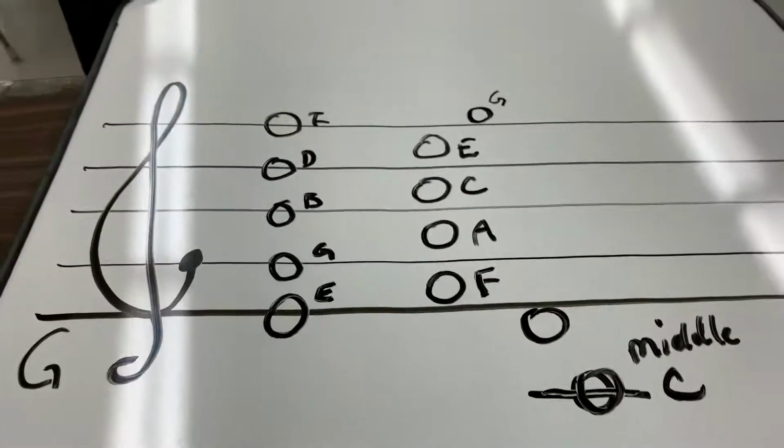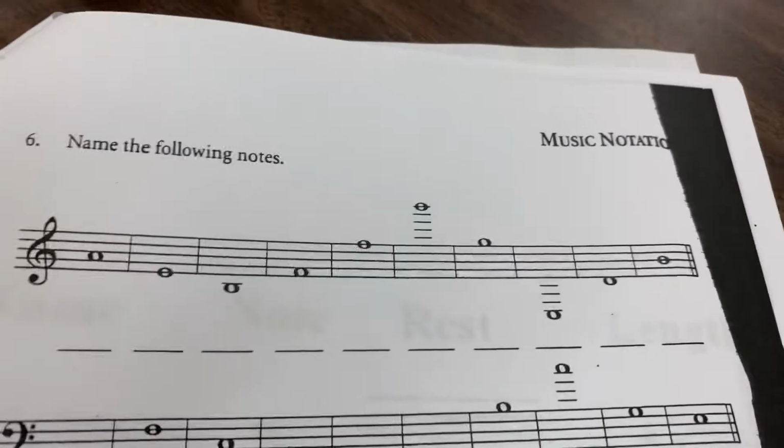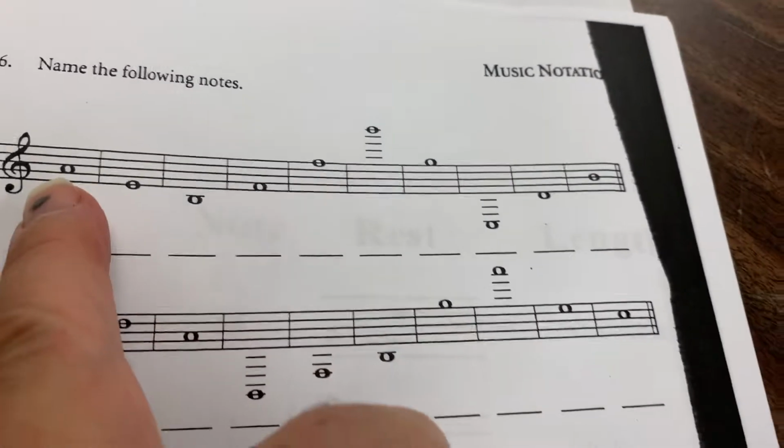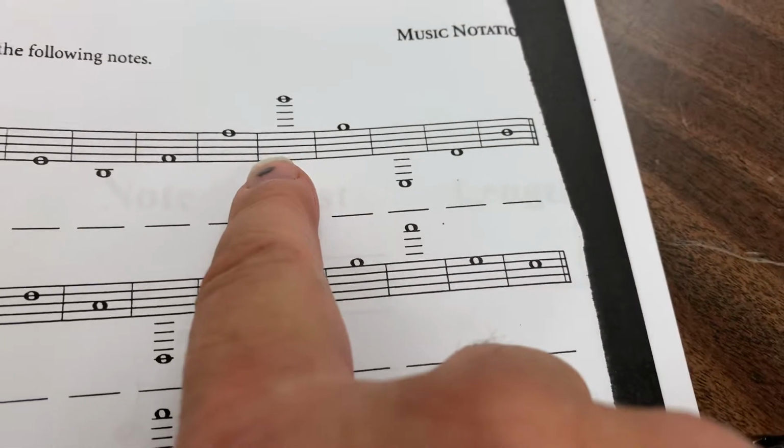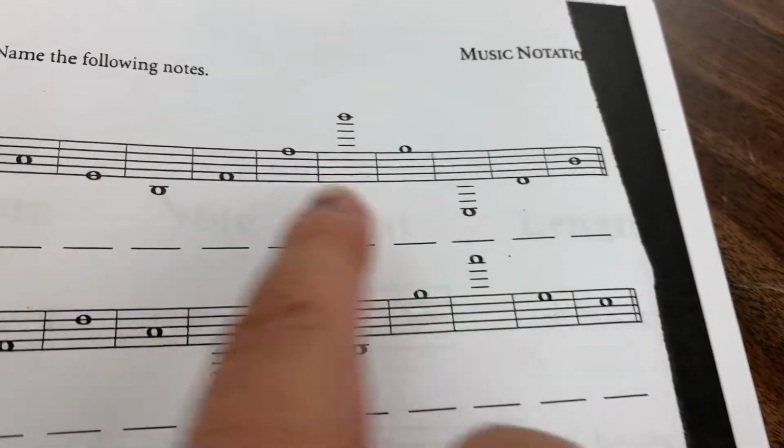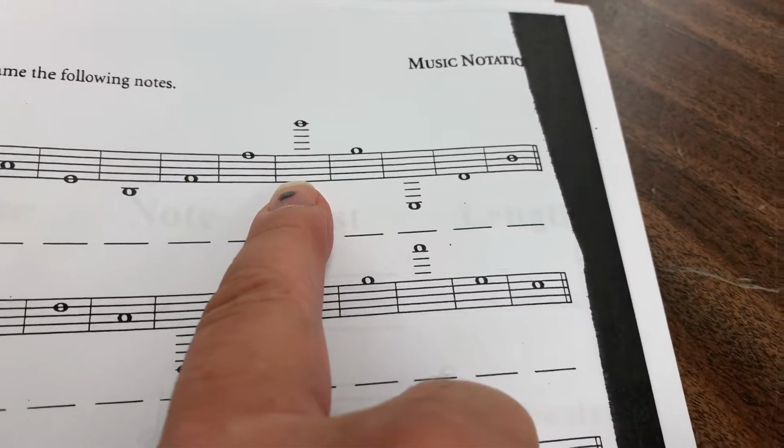Now, how would you find a ledger note? So if we go here, one of our first questions, the harder one, would be that particular bar. 1, 2, 3, 4, 5. The sixth question, or the sixth bar. They're all written as whole notes.